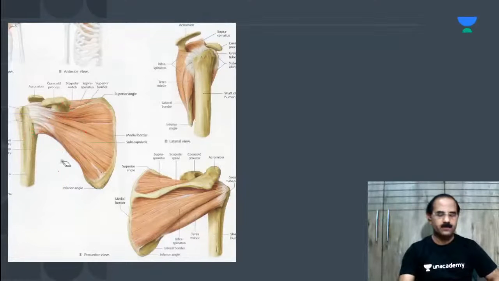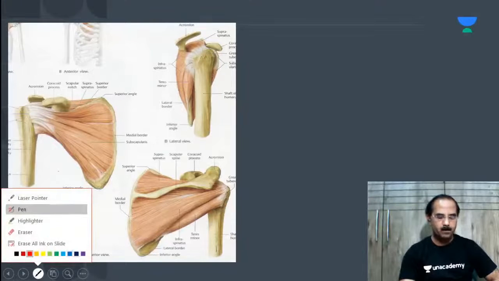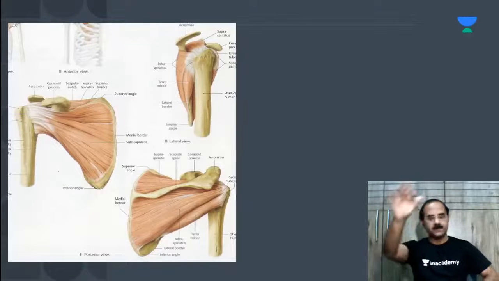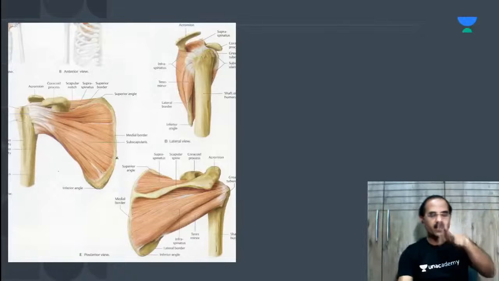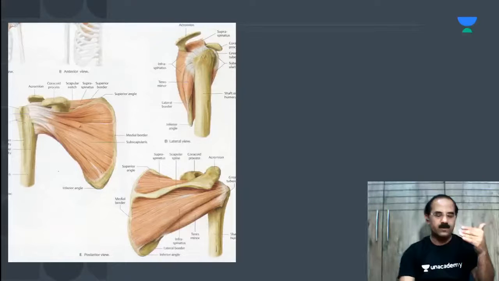See the slide. Just get oriented to what is dorsal, what is costal aspect. It will be clear to you. Look once again. Tell me, what is this surface of the scapula? Costal. That's the costal surface of the scapula. What is this muscle? This is the subscapularis.